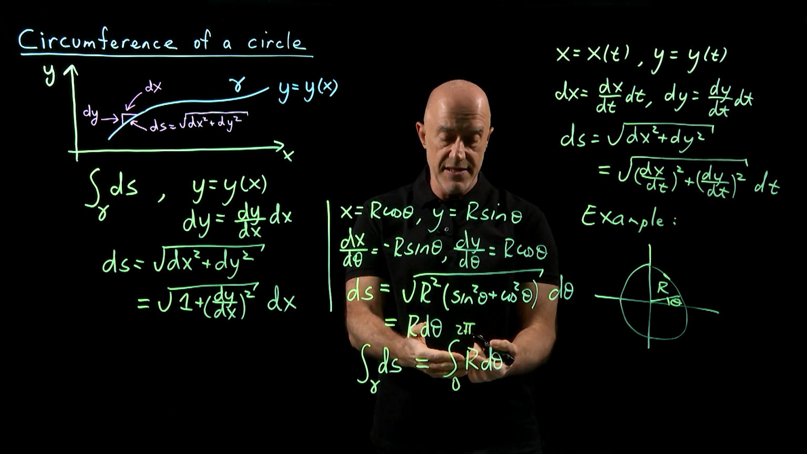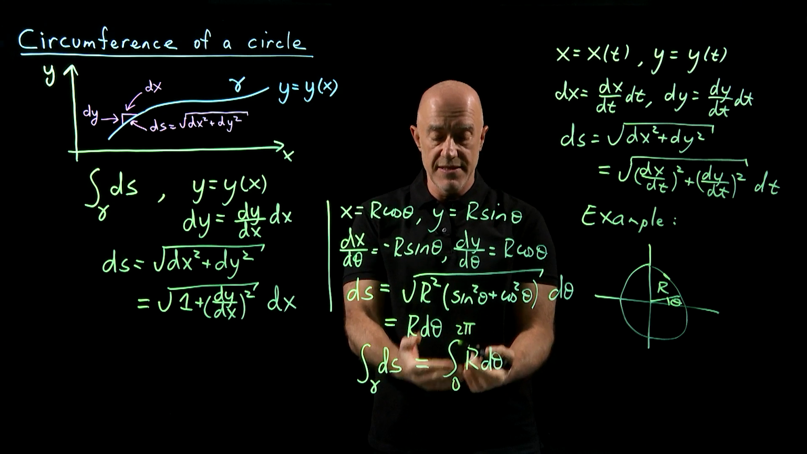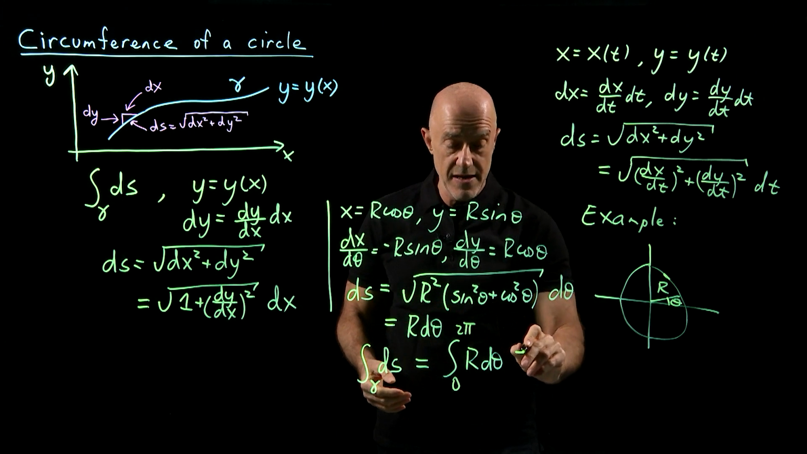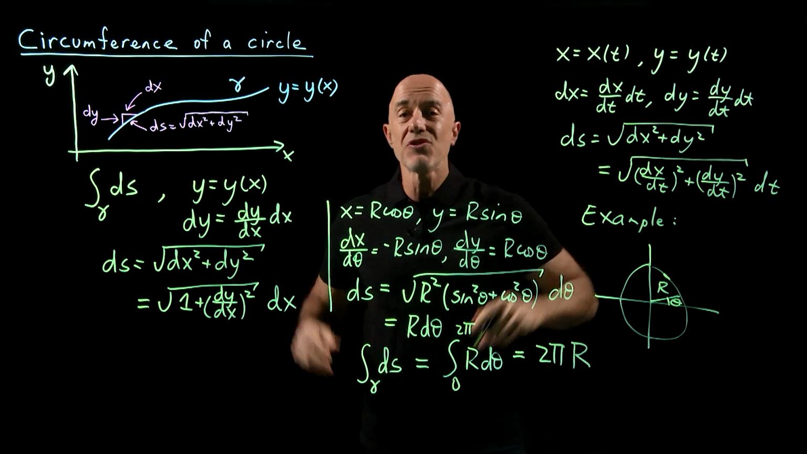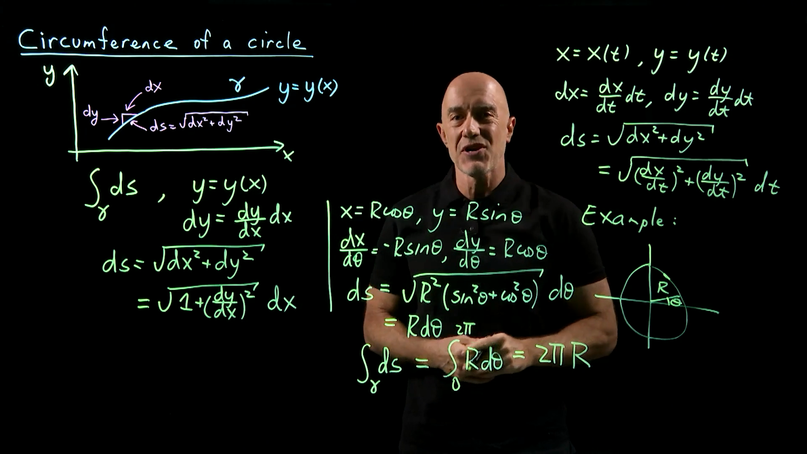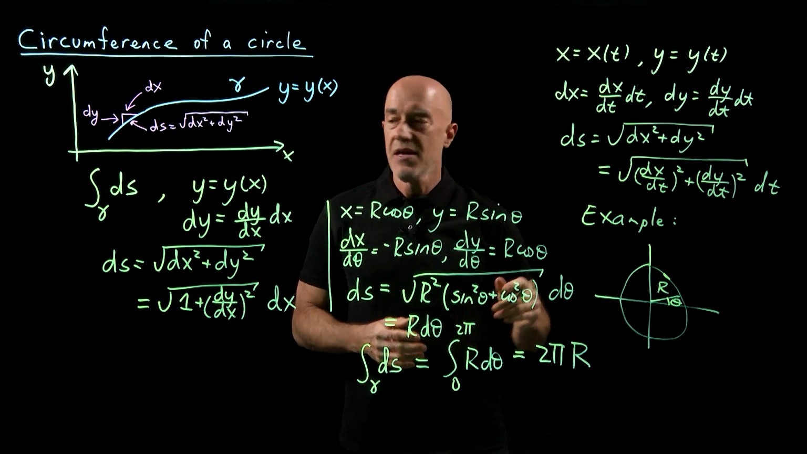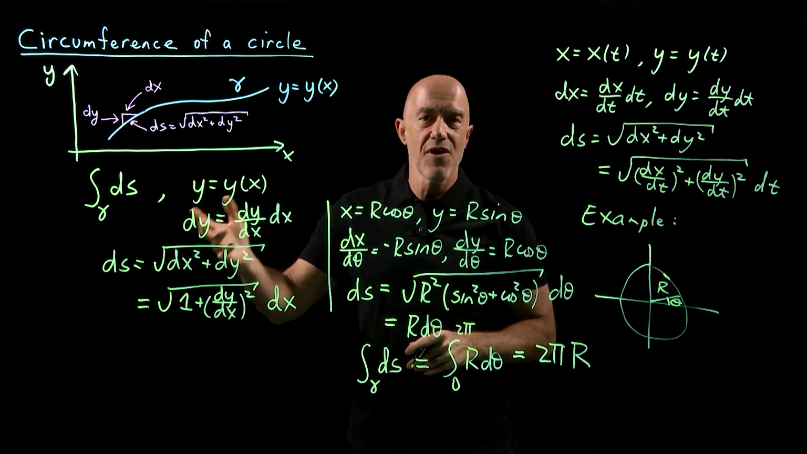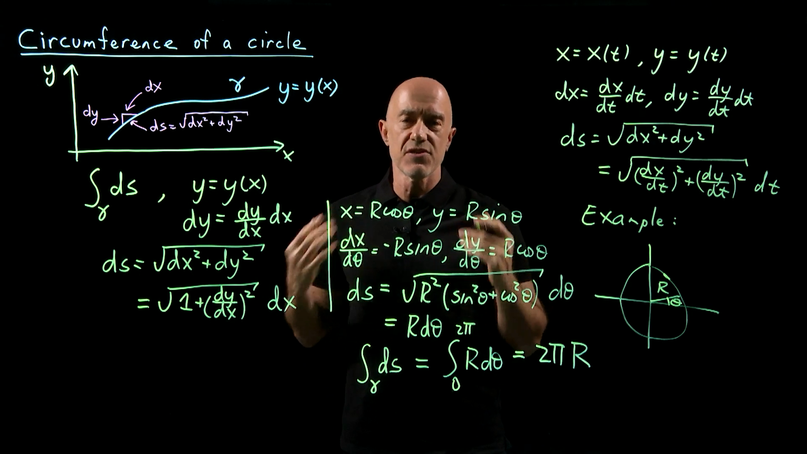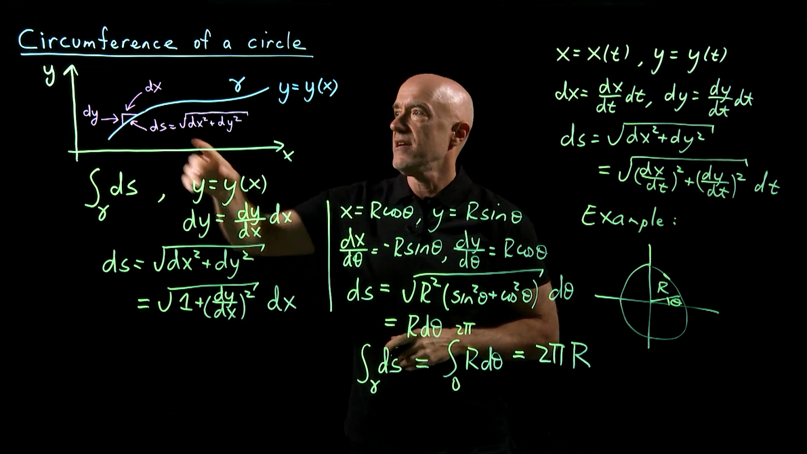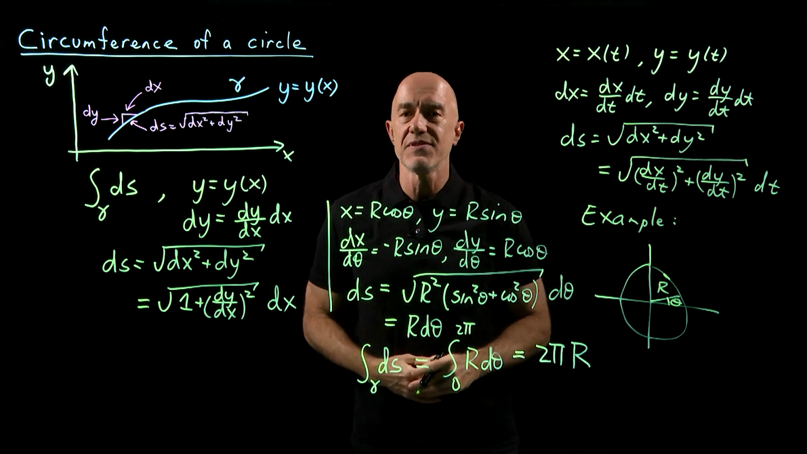R is just a constant, so the integration gives r theta. The lower limit is 0, the upper limit is 2 pi. So this becomes 2 pi times r, which we all know is the circumference of a circle. So a rather trivial example. You can do it the hard way for homework, but this is just to illustrate the power of the integral and calculus to find arc lengths. And here we find the circumference of a circle.